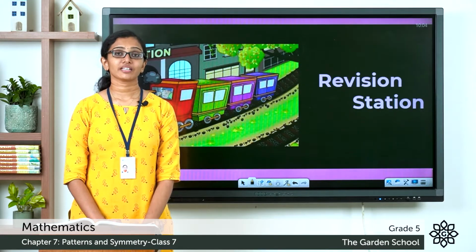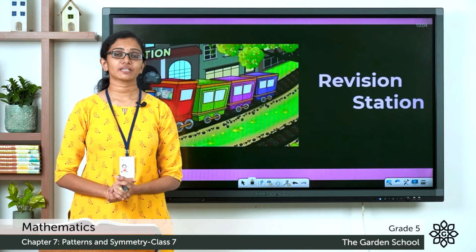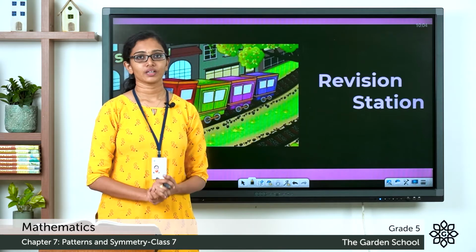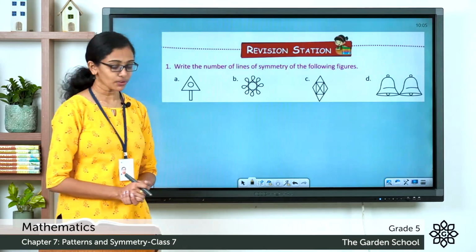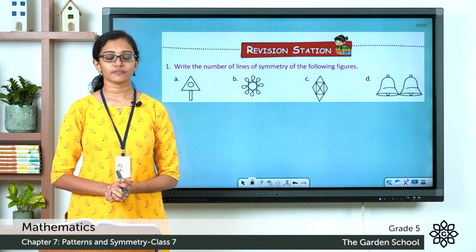So I hope you're clear with all the concepts we learned in chapter 7, patterns and symmetry. So we'll do the revision questions from the chapter. All of you turn to page number 125, revision station in your textbook. Let me read out the first question to you. Write the number of lines of symmetry of the following figures.